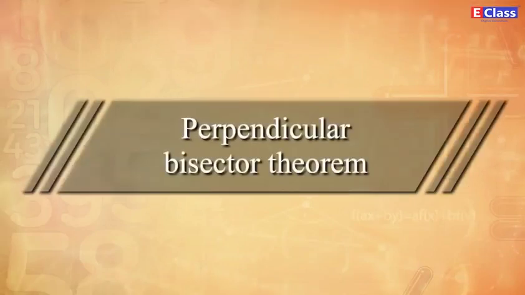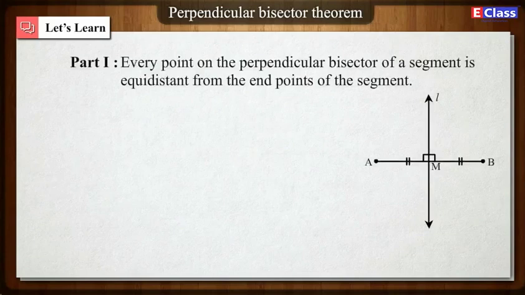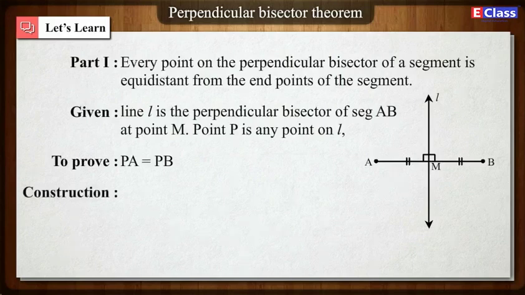Perpendicular bisector theorem. Let's learn. Part 1. Every point on the perpendicular bisector of a segment is equidistant from the endpoints of the segment. Given: line L is the perpendicular bisector of segment AB at point M. Point P is any point on L. To prove: PA is equal to PB. Construction: draw segment AP and segment BP.